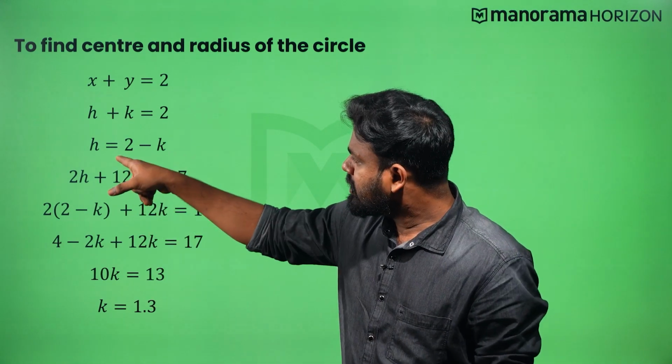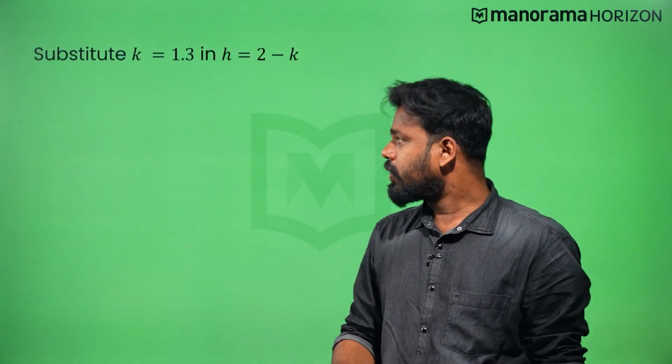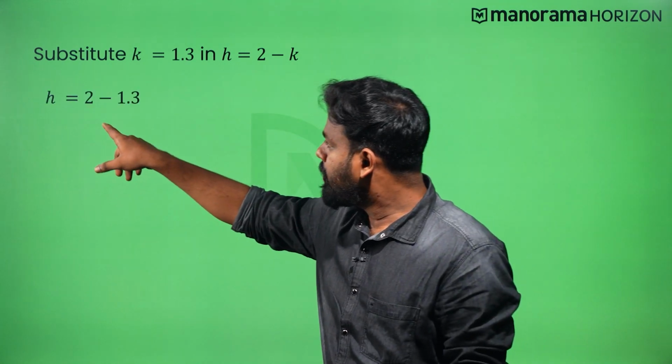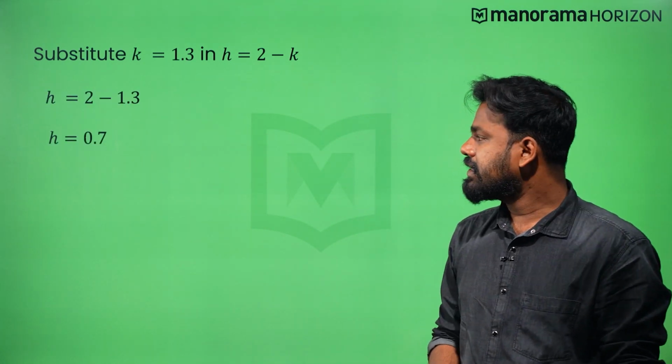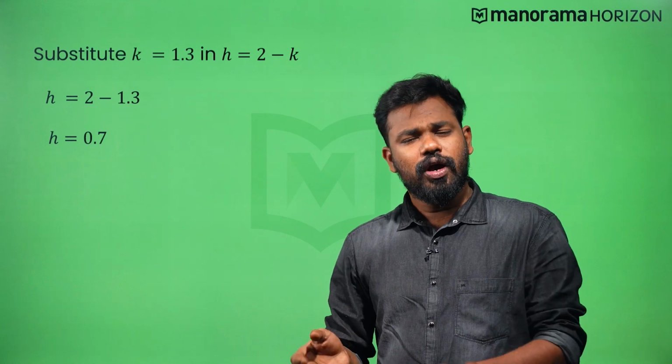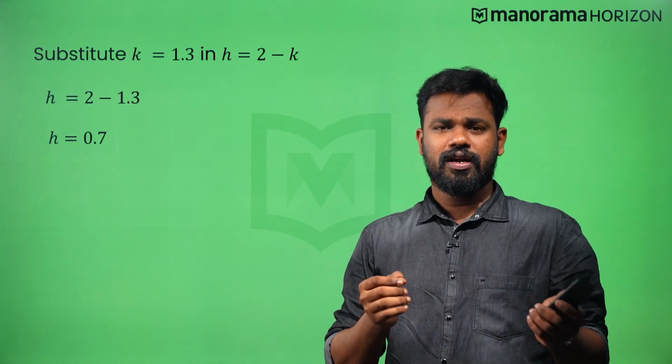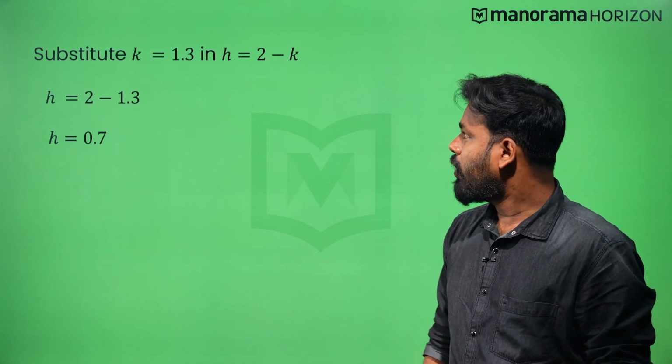Putting this k back in this equation, you will be getting what? h also, right? So what is h? It will be 2 minus 1.3, and that is nothing but 0.7. So now you have got the center, the coordinates, which is 0.7 comma 1.3. So now we have got the center.